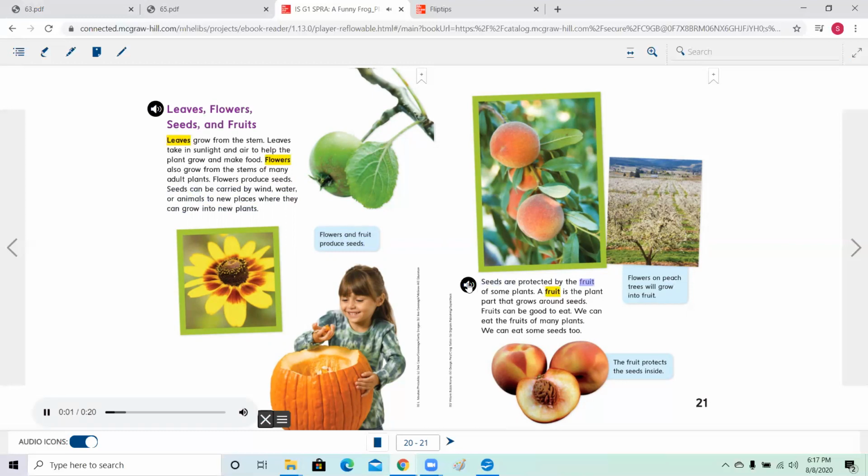Seeds are protected by the fruit of some plants. A fruit is the plant part that grows around seeds. Fruits can be good to eat. We can eat the fruits of many plants. We can eat some seeds too. Flowers on peach trees will grow into fruit. The fruit protects the seeds inside.